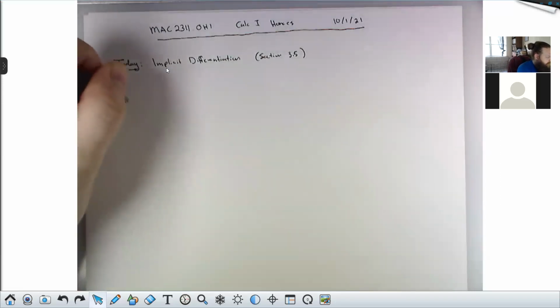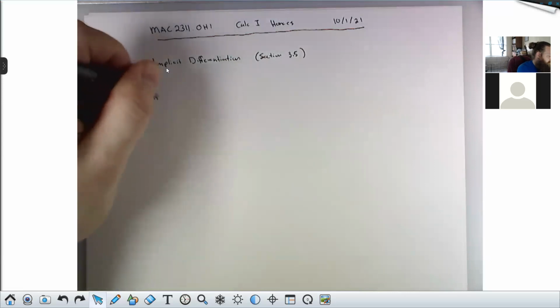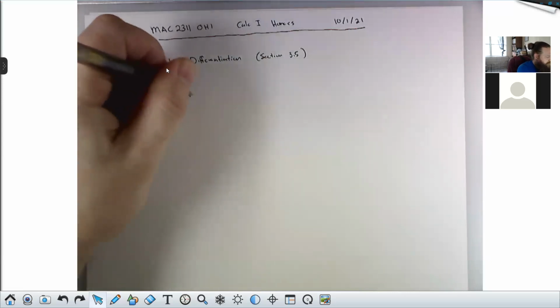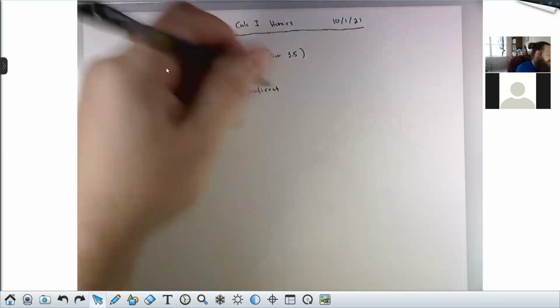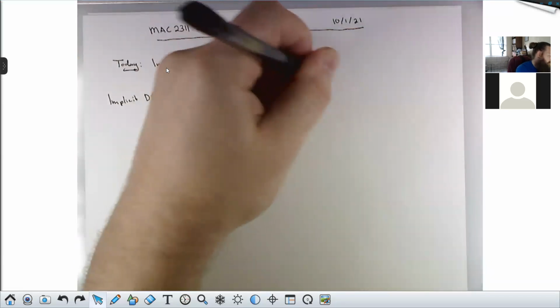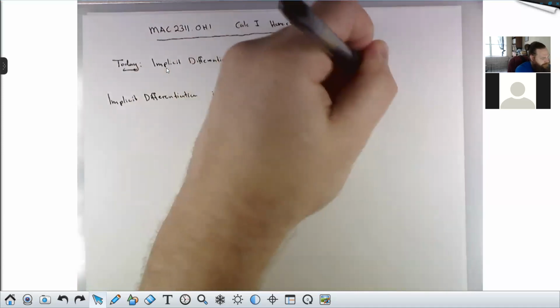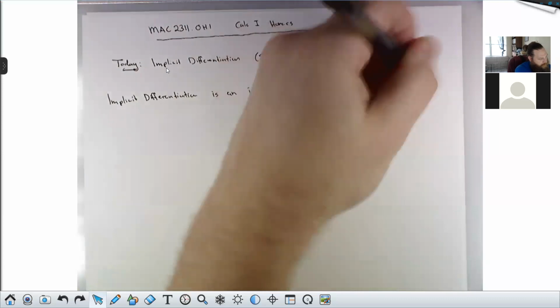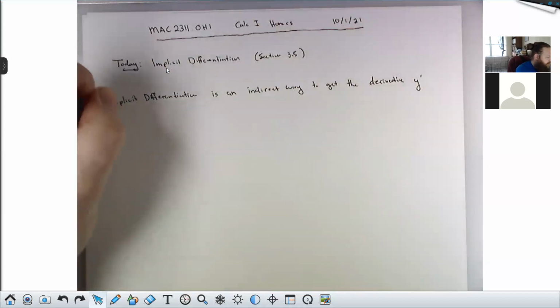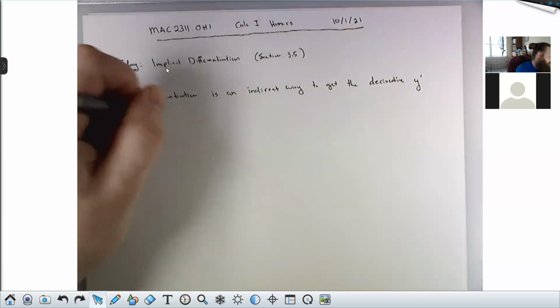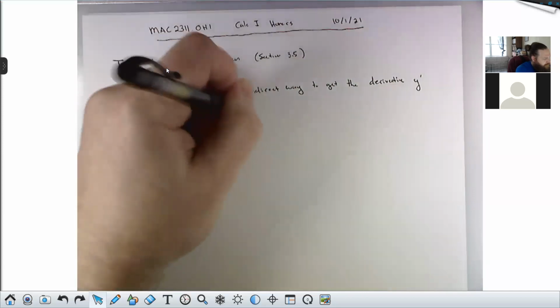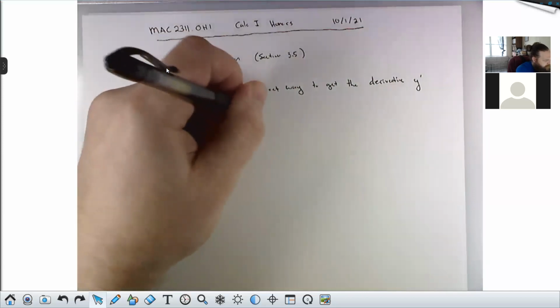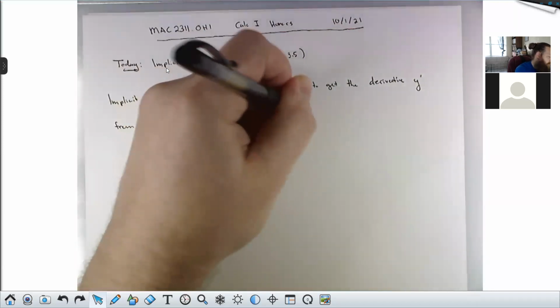So implicit differentiation is an indirect way to get the derivative y prime from what are called implicit expressions. Those are equations not solved for y.